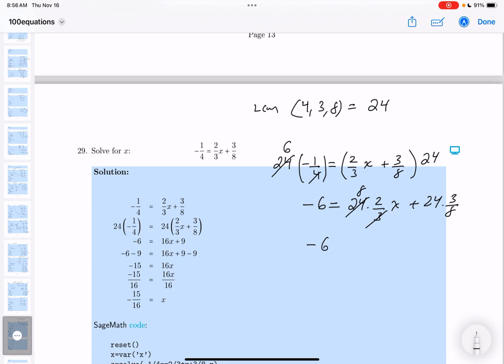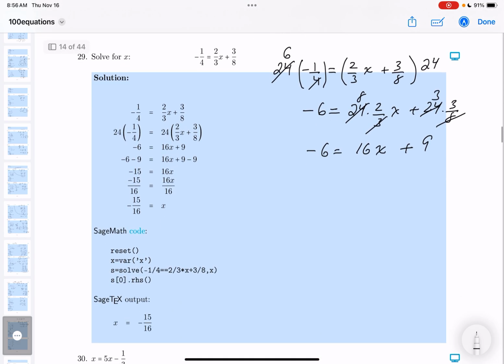So what do you get over there? Well, 8 times 2 is 16. You get 16x. Let's do the next term. 8 goes into 8 once, goes into 24 3 times. So you get 9. Now, what do you do now? You subtract 9 from both sides. And what do you get?